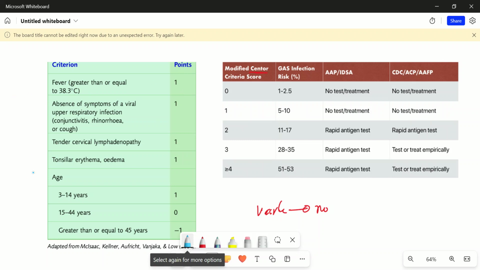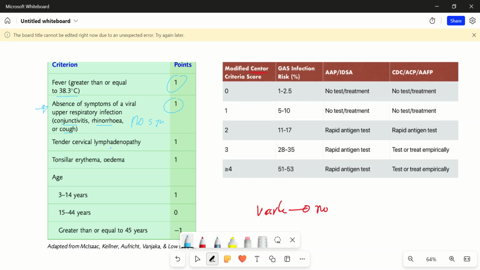We give for each one of these 1 point or subtract 1 point, then we will collect these points. Let's go through the criteria. If the patient has fever, especially more than 38.3 Celsius, you will give 1 point. If there are no viral symptoms such as conjunctivitis, rhinorrhea, or cough, you will give another point. Please, here, no symptoms. If he has any one of these symptoms, you will not give anything.